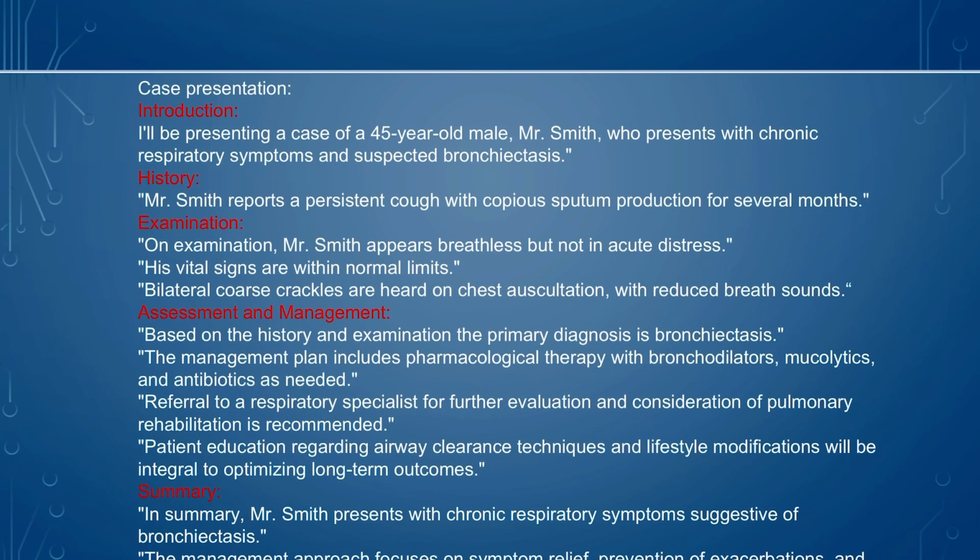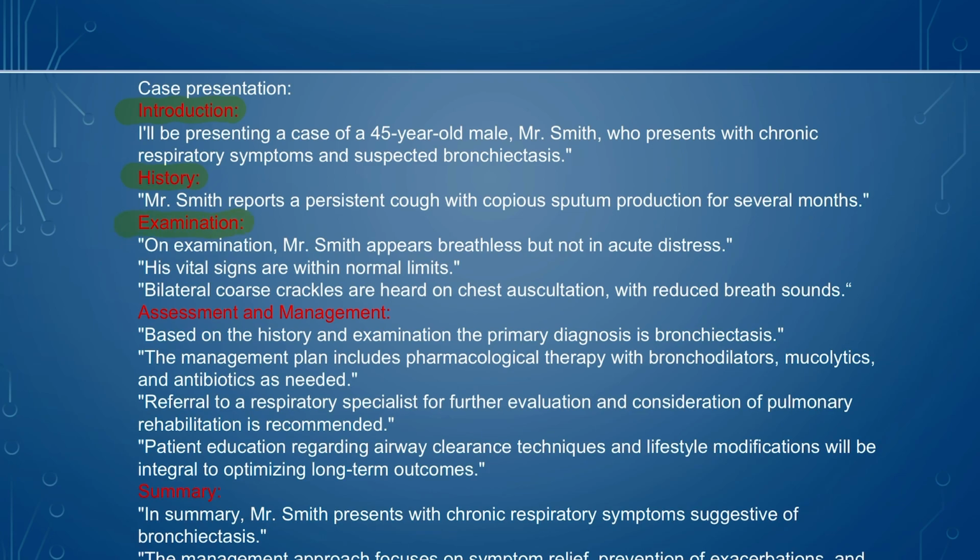So first of all, as I told you, whenever you do the presentation, divide it into different sections. We start with the introduction. I'll be presenting a case of a 45-year-old male or female who presents with chronic respiratory symptoms, suspected bronchiectasis. Then a brief history, whatever is written there: he or she has presented with a persistent cough with copious sputum production for several months.